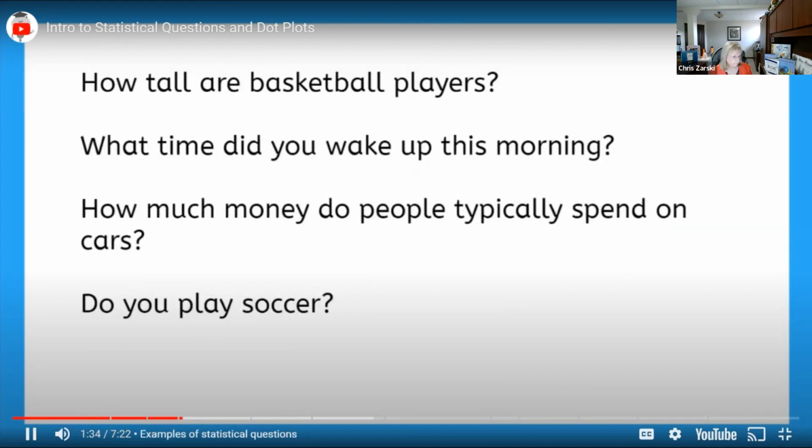Which of these do you think is a statistical question? How tall are basketball players? What time did you wake up this morning? How much money do people typically spend on cars? Do you play soccer?